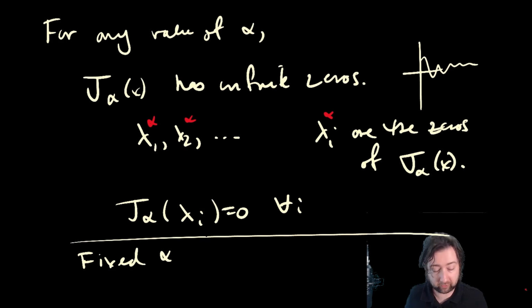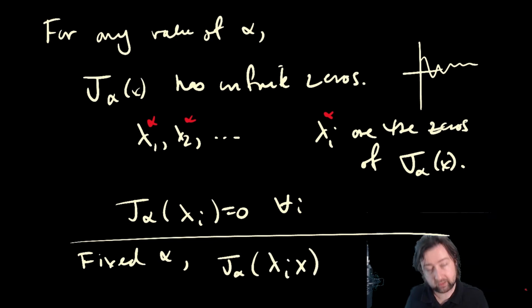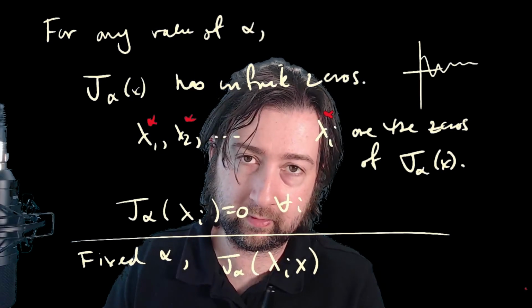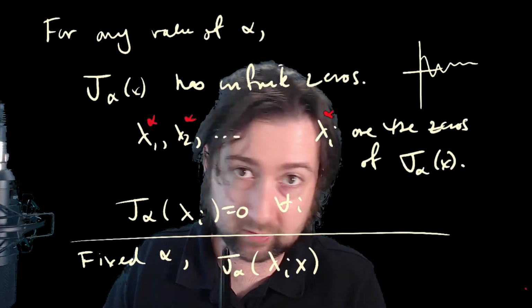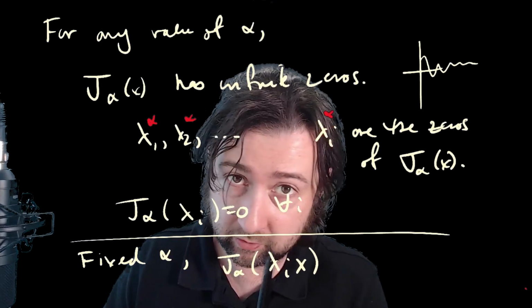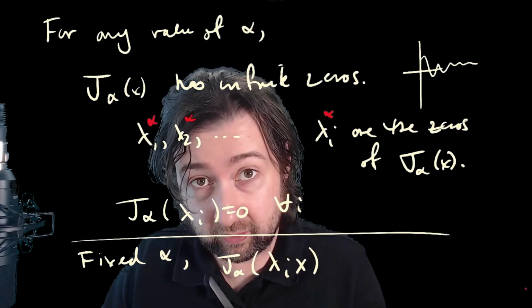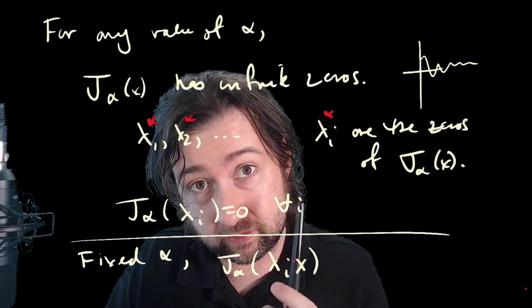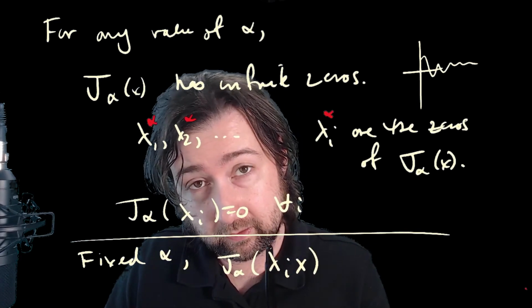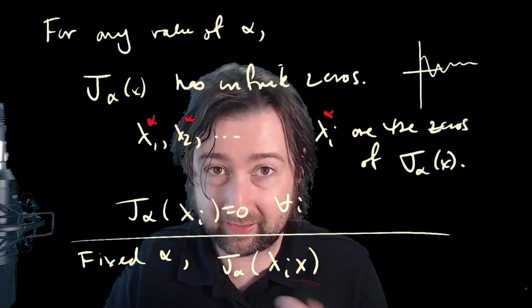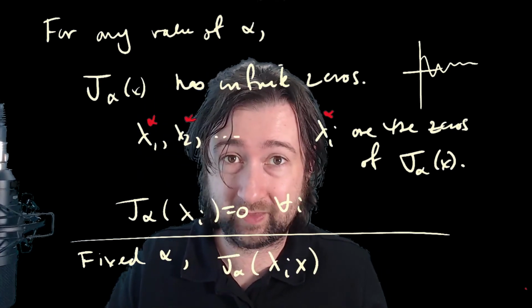For a fixed value of alpha, it turns out to be the case that you can define a family of functions J alpha of lambda i x. So you take the zeros and you put them inside the argument of the function. So this is a new function. It's built out of J alpha, but it's a new function. And of course, there's going to be an infinite number of these because there's one for every zero of the function. So what is this function evaluated at x equals 1? Well, it's 0.